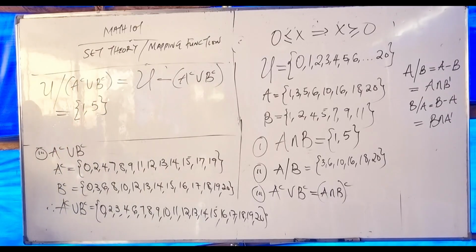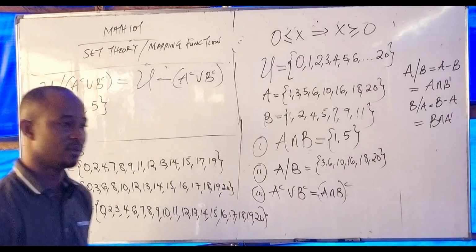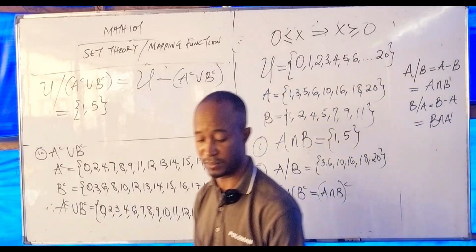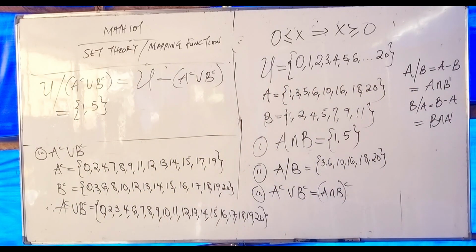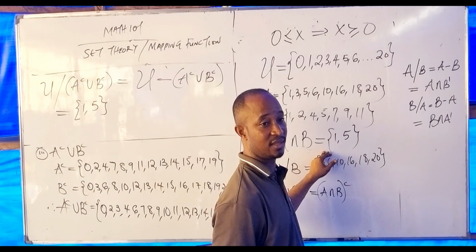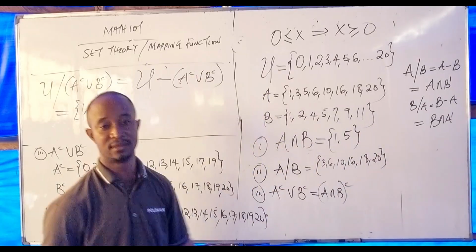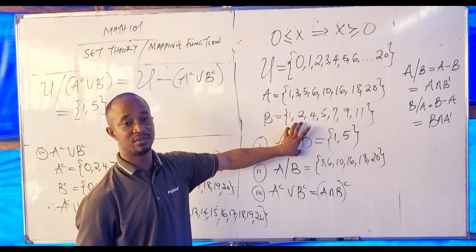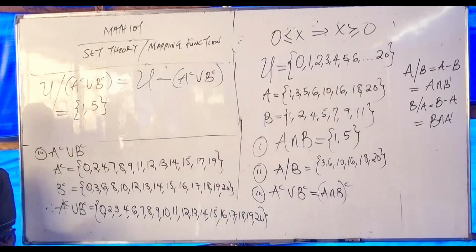So put this down. Of course, there's a proof in sets that the whole of this is also equal to what? A intersection B. Exactly. This expression equals A intersection B. When we get to proofs, you will understand better.